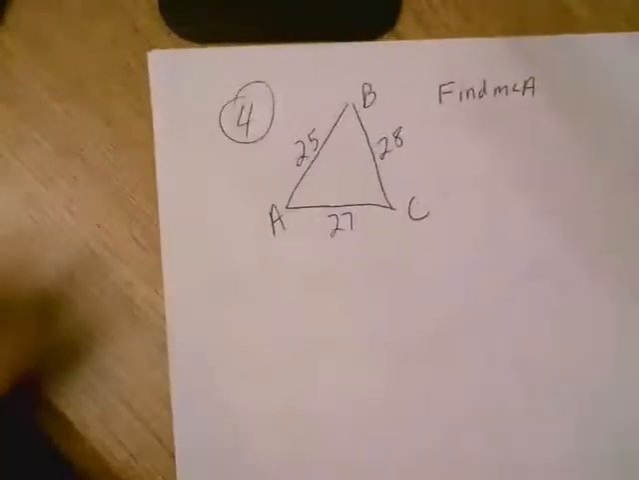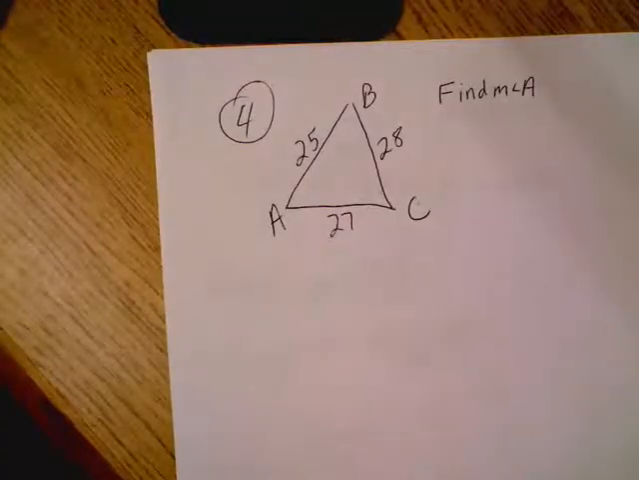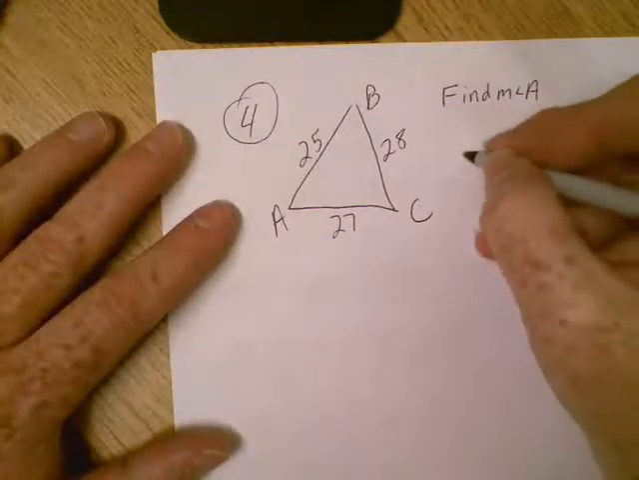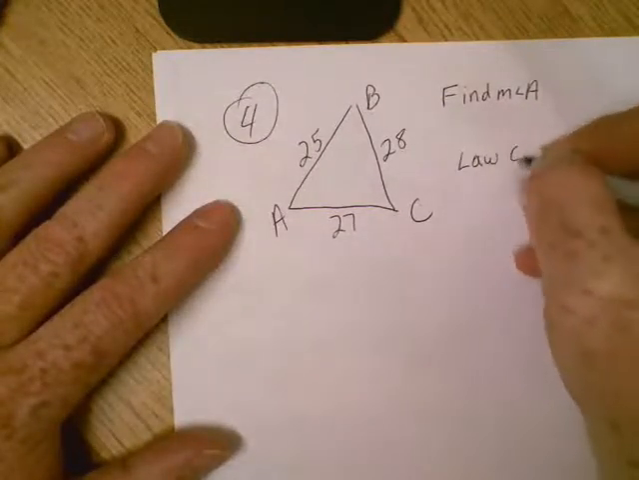Next, I'm going to do number 4. Number 4 looks like this. Right away I see that I have 3 sides, so that tells me that I'm probably using the law of cosines.